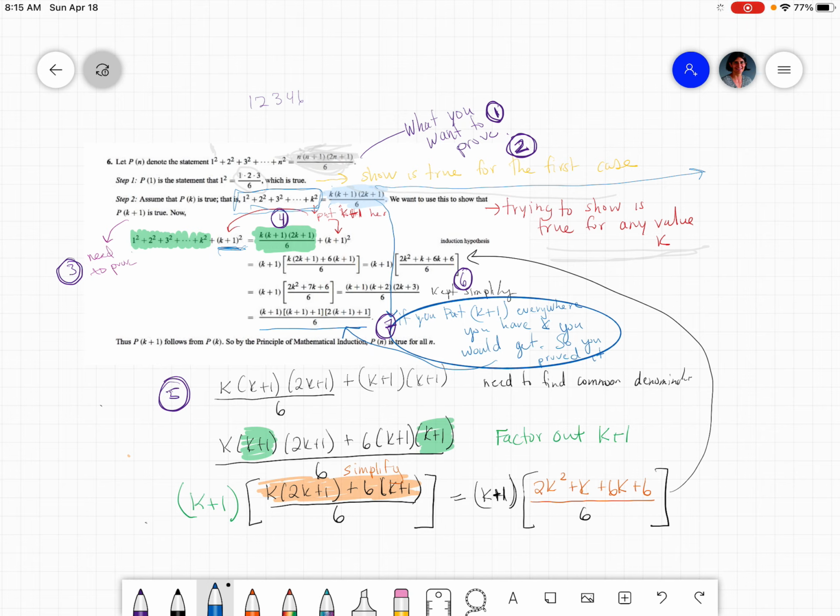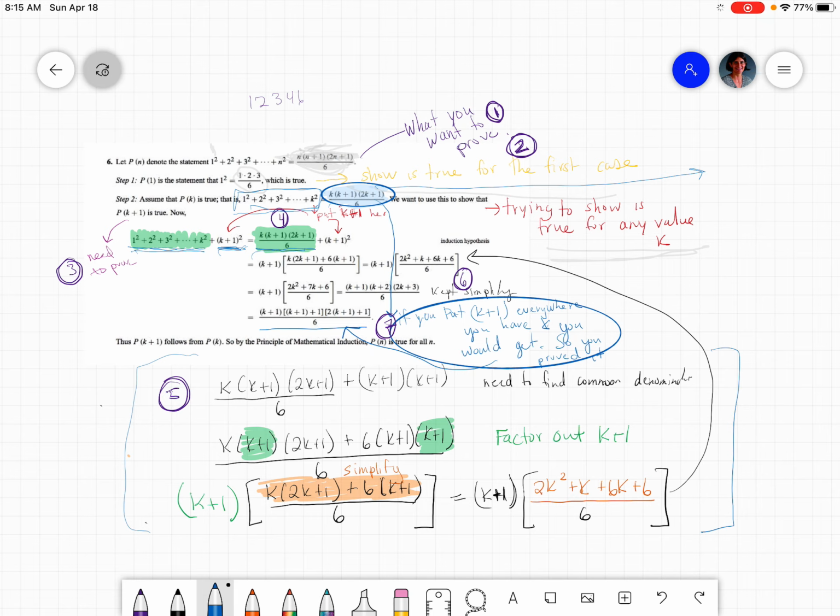We know that this part I have here in green, all of this, equals what's here in green, because we just said we're assuming that part is true. And then we're going to put in this k plus 1 squared. And here's where you kind of just have to do some clever algebra, and I did this down here for you.